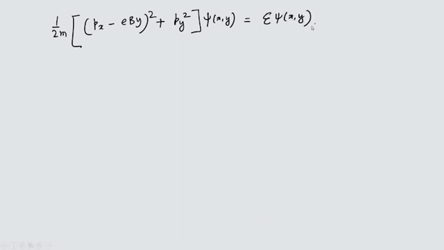I hope you understood why px minus eBy is written, because the vector potential is assumed to be only present in the x direction.